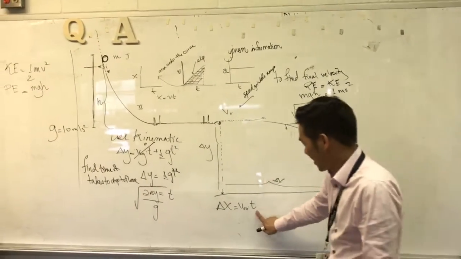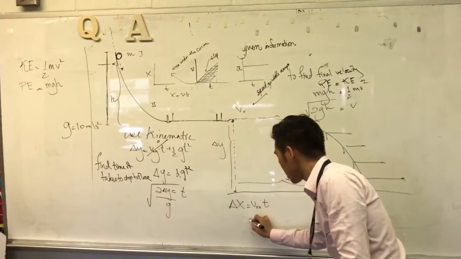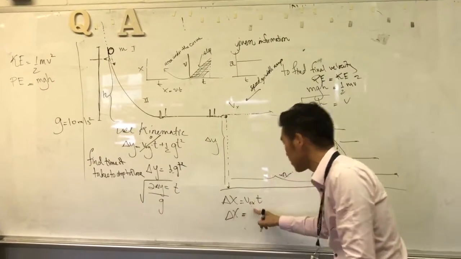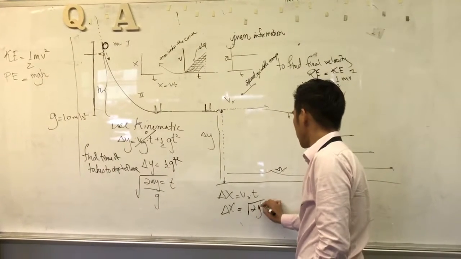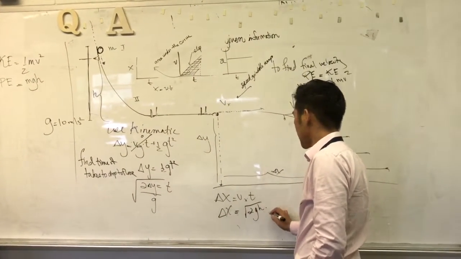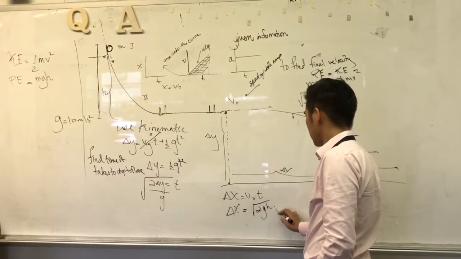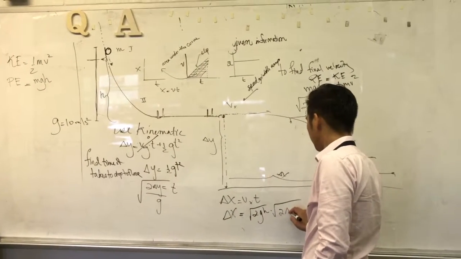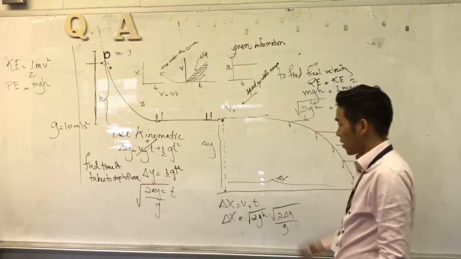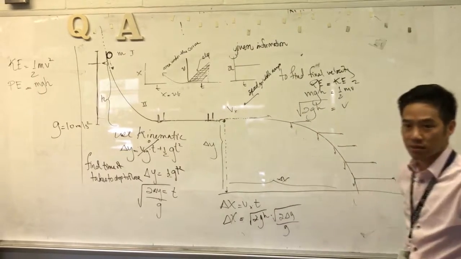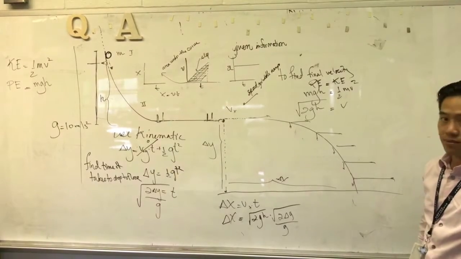Okay, we are at the last step. So now we're going to replace V0x with the square root of 2gh, times the time, which is the square root of 2 delta y over g. And whatever comes out, that will be your solution.